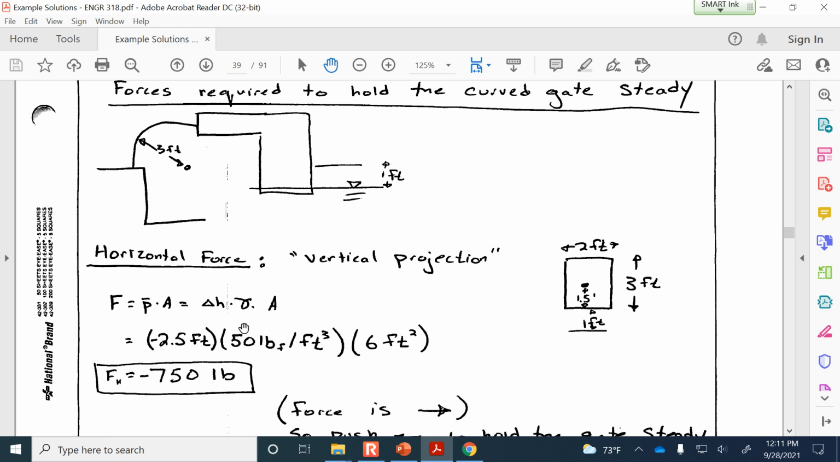The unit weight here in traditional units, 50 pounds of force per cubic foot. And then we multiply that by the 6 square foot cross-sectional area of the projection. So 750 pounds of force. Now the minus sign here just means that the force is to the right. So the water isn't pushing against the gate, but rather, it's not water. The liquid pressure isn't pushing against the gate, but rather it's sucking the gate inward towards the liquid.